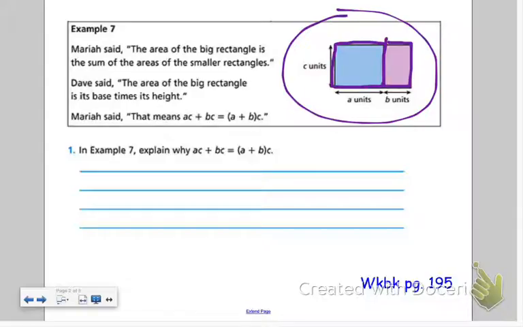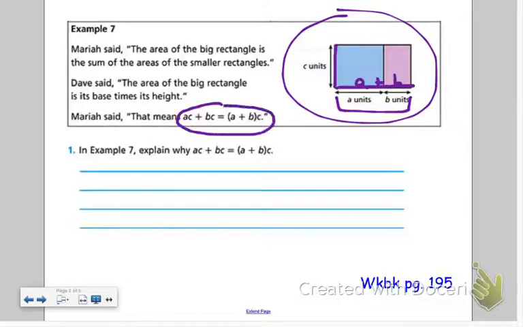So that's Maria's strategy. However, Dave says the area of the big rectangle is its base times its height. You know base times height or length times width is going to give you the area of any rectangle. So here's your height. Your height is C, but your base, well, you actually have two bases. You have A and you have B. If you were to put A and B together, you would have the total base. So he is saying instead you could do A plus B, get that sum first, and then times it by C. So Maria recognized that there's two ways to solve this.